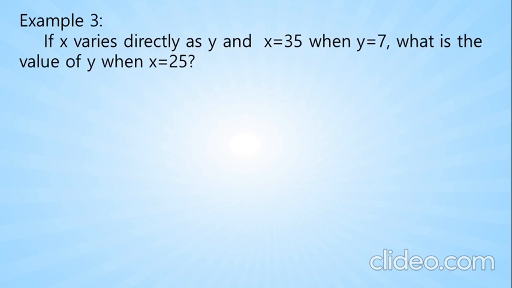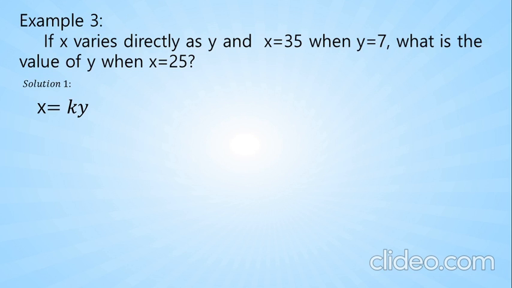Let's have another example. If x varies directly as y, and x is 35 when y is 7, what is the value of y when x is 25? So for our first solution, again, we translate "x varies directly as y" into an equation. Therefore, we have x is equal to ky.